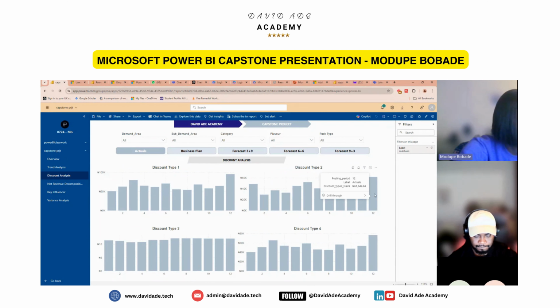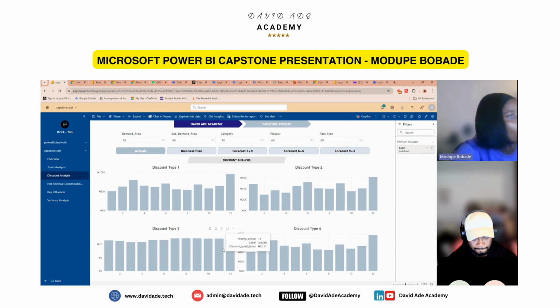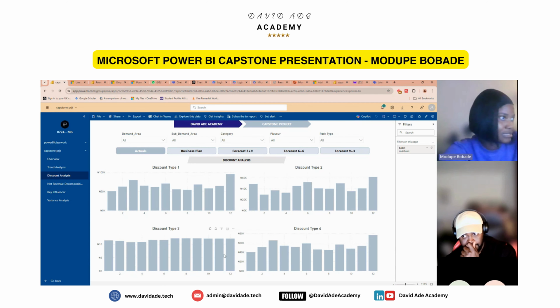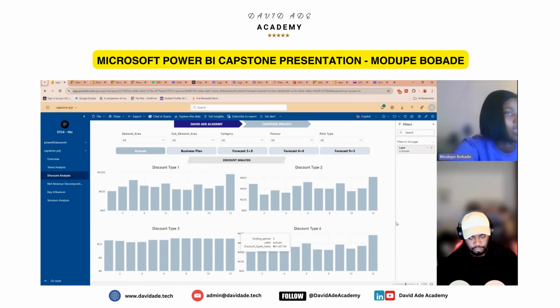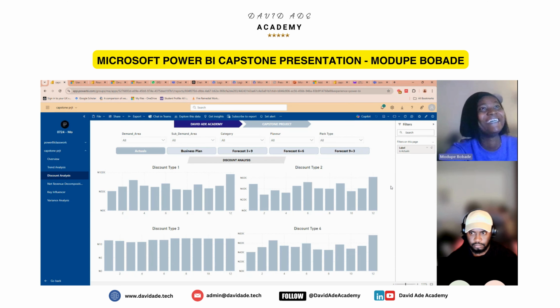Discount type 3 is almost parallel. They seem almost the same across the board, except for the 3rd month and the 4th month. For discount type 4, the last month seems to also be the highest, while the first month is the lowest, which is quite similar to discount type 1. So if I'm to draw my analysis from this, I would say that they should just apply discount type 3 across the board. That way, the company loses less money and everybody is happy.